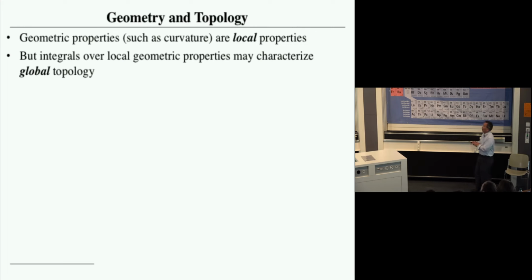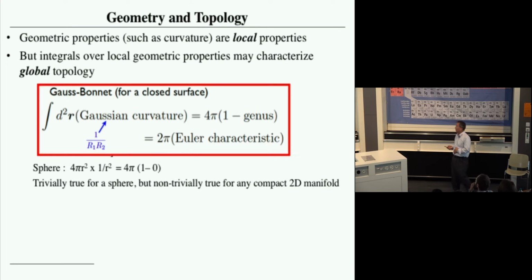Now, geometric properties such as curvature are local properties, but integrals over local properties in general may characterize the global topology of the object you're interested in. So a famous example is that for a two-dimensional compact surface, the integral of the Gaussian curvature will give you a quantity characterized by an integer.